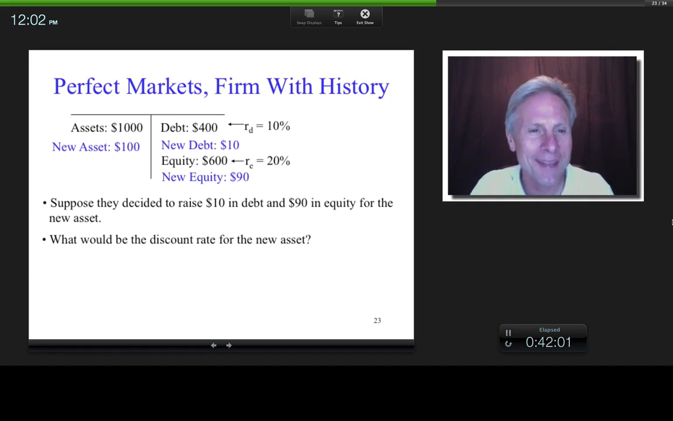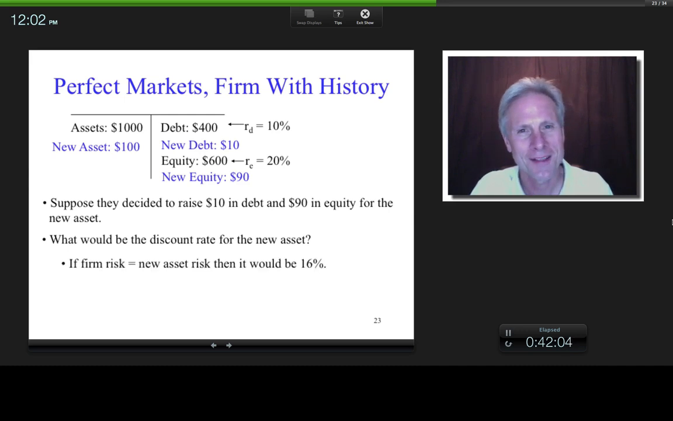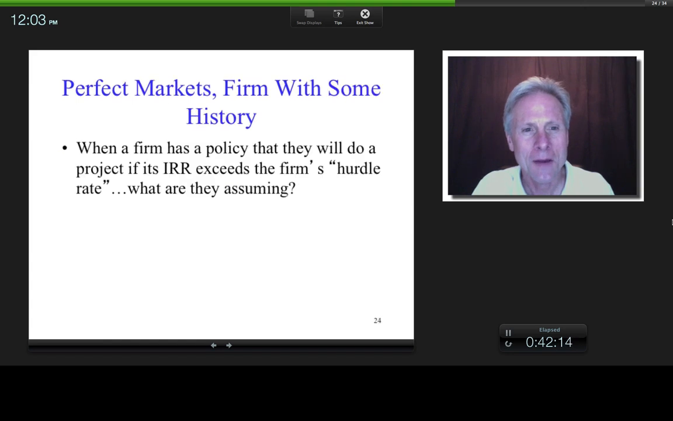So in this example, if it were true that the new asset had similar risk to the existing firm, well then it would still be 16%. Now, some companies, what they'll do is they'll say, all right, well, we'll have a policy where if the internal rate of return of the project exceeds the firm's hurdle rate, then we'll do it.